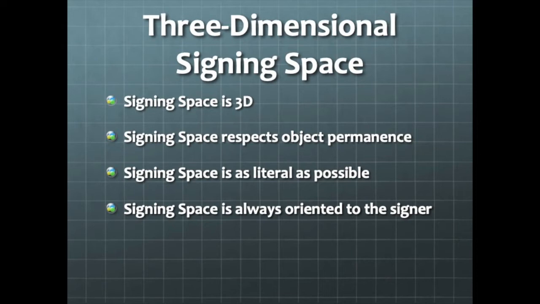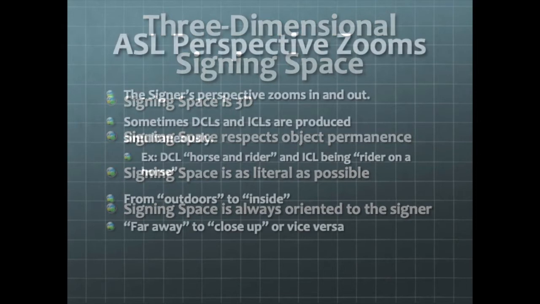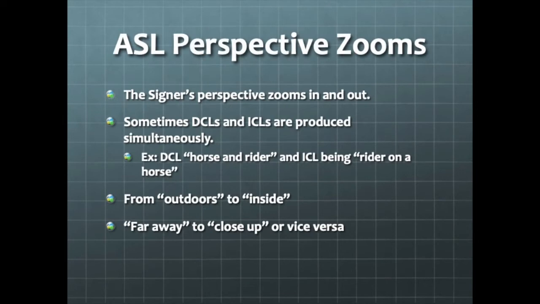2. Signing space is as literal as possible. It tries to represent objects and relations between them realistically. And 3. Remember that the signing space is always oriented to the signer's perspective. The signer's perspective often shifts as the signer describes things. In other words, the signer may zoom in on ideas they wish to emphasize or focus on.